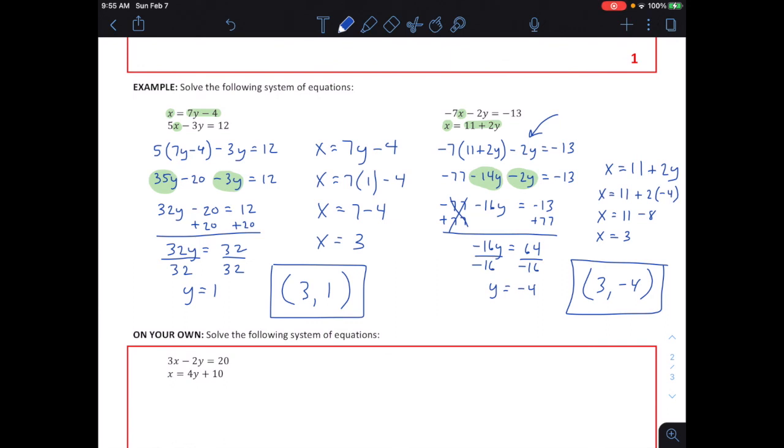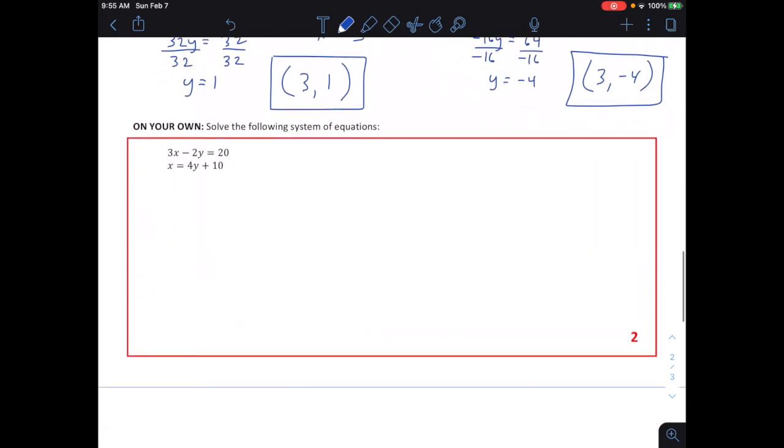All right, you have 1 to try on your own. And again, with Schoology, make sure you get these 2 answers in Schoology, and if you have any questions, please let me know.